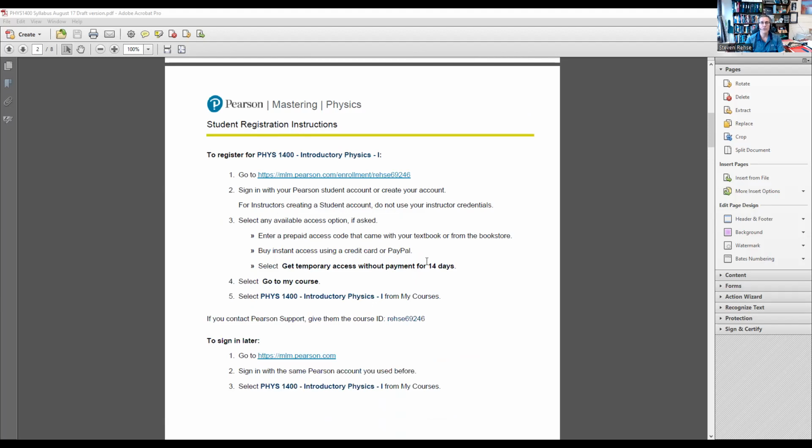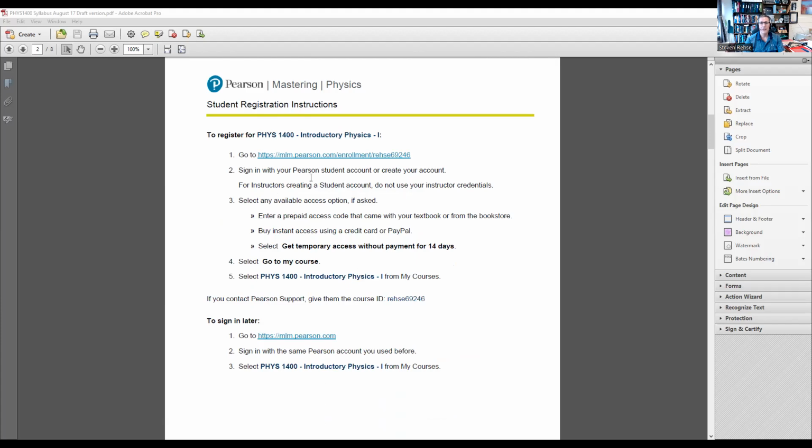So here's a one-page instruction sheet. This is how you register for our course. Once you have a Pearson student account, you'll probably be using that if Chemistry is still using Mastering Chemistry, Mastering Physics in all subsequent semesters, and everything like that. And it gives you instructions on how to enroll in my course and then how to get in to that course once you've enrolled and once you've created an account.